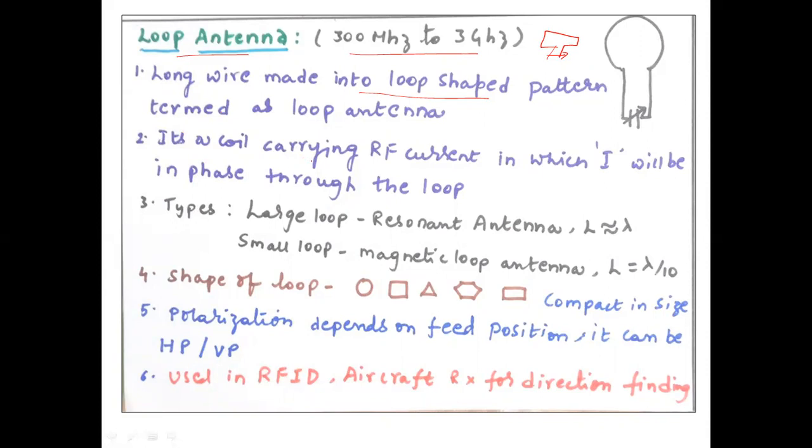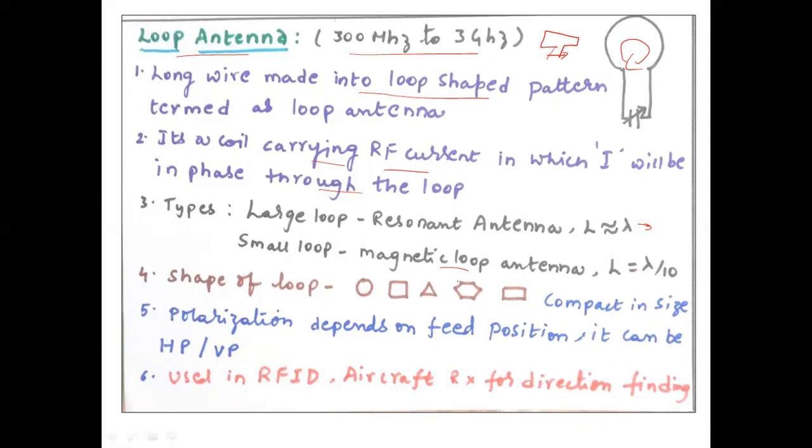It is simply a coil which carries the radio frequency current, where the current will be in phase throughout the loop of the antenna. That means throughout this loop, it will be flowing in a uniform nature. Loops are basically of two types. Large loop, which refers to the length of the loop being approximately equal to lambda, also called a resonant antenna. Small loop means it goes to the magnetic loop antenna concept, where the length of the antenna is just 1/10th of the wavelength.